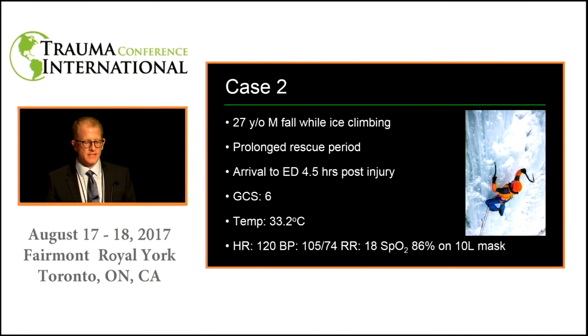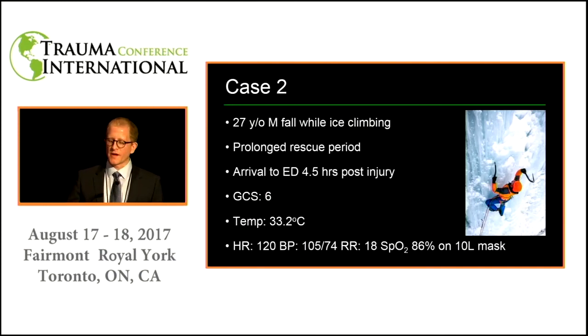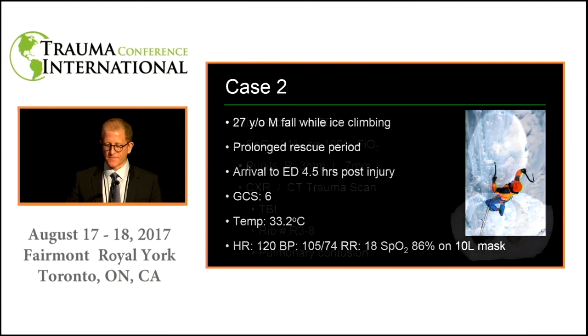The second case is a case of a 27-year-old male who fell while ice climbing. And this gentleman had a prolonged rescue as well. He arrived to the emergency department delayed after about 4 hours. He had a GCS of 6. His temperature was 33.2, and his vital signs are shown here.